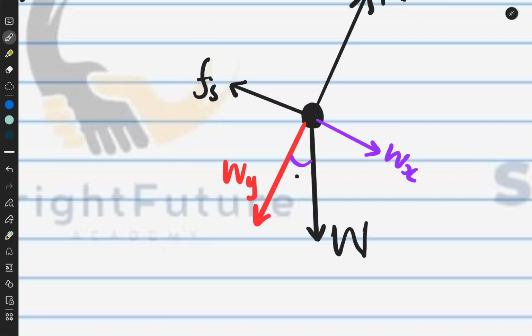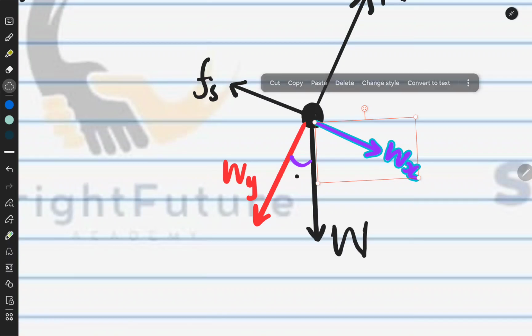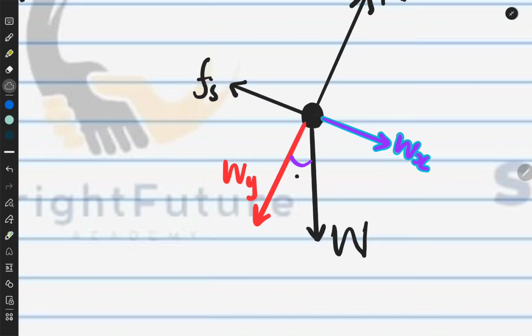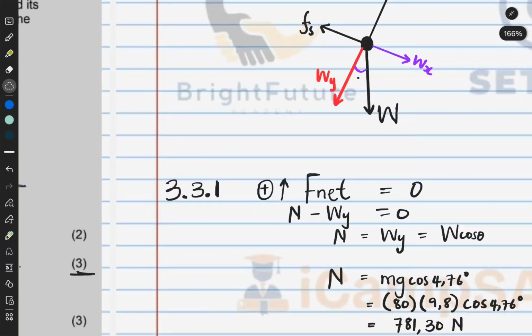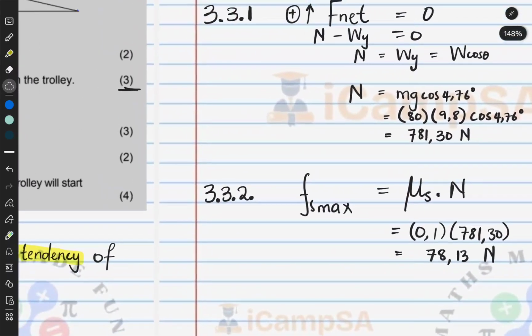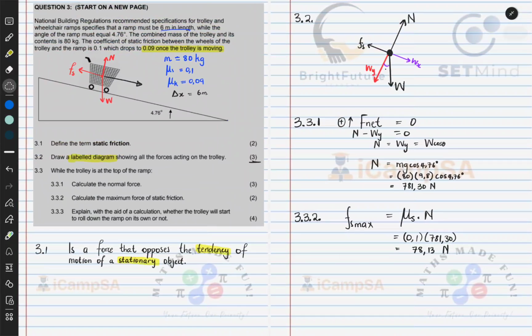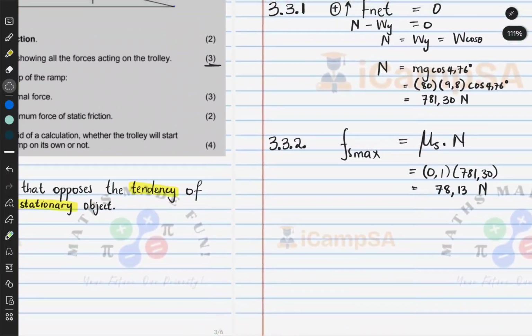So now that's what we want. We want to see if Wx will be greater than Fs max. If Wx is greater than Fs max, this thing will move. While if Wx is less than Fs max, this thing will not move, because it means the forces will be balanced and this trolley will remain wherever it is. Let's check.